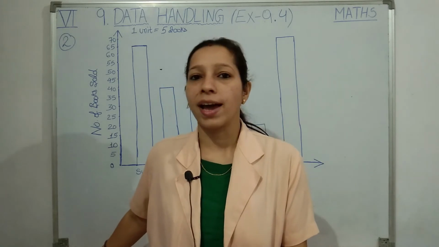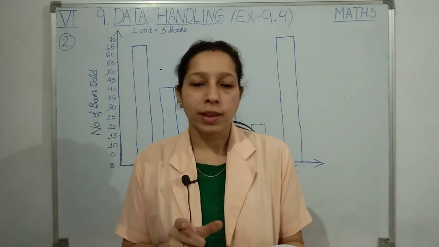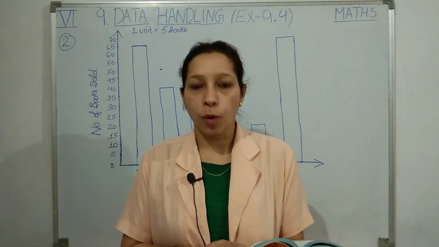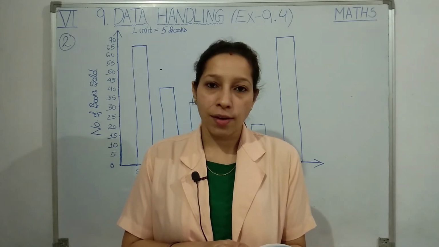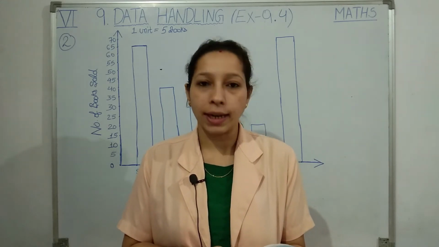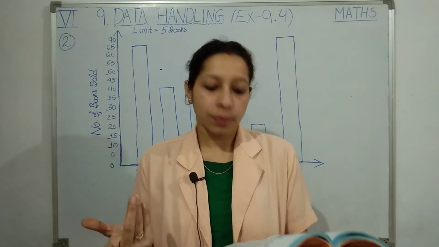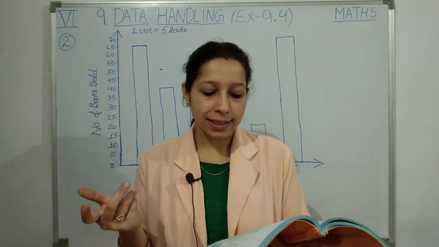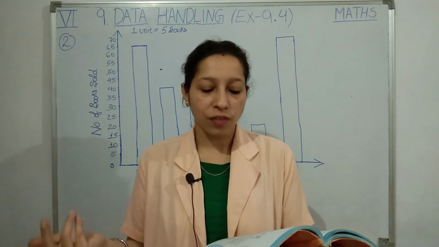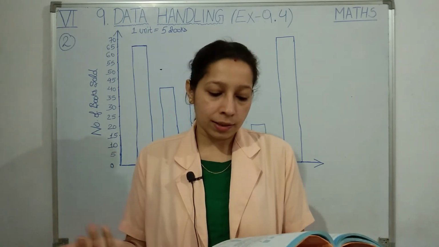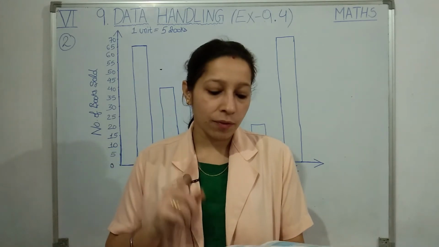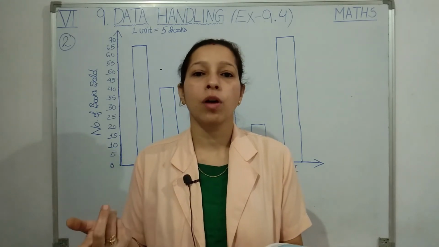Then how to identify how much scale you should take? For that you have to see the number of books sold. You can see 65, 40, 30, 50, 20, 70. That means the numbers are multiples of 10, not the factors but the multiples of 10. 40, 30, 50 like that. But one number, that is 65, is a multiple of 5.